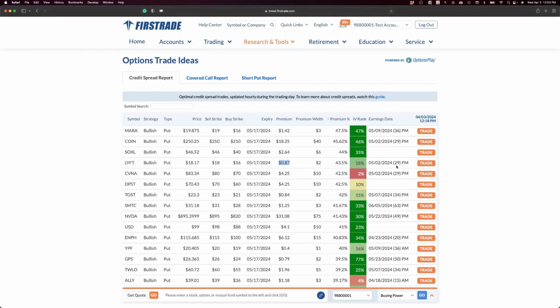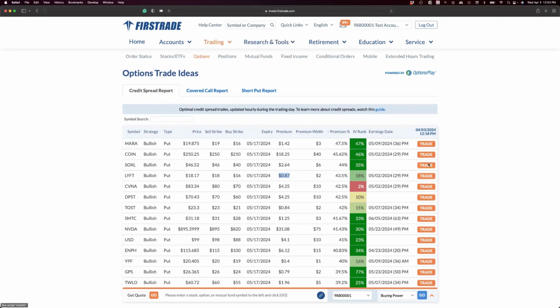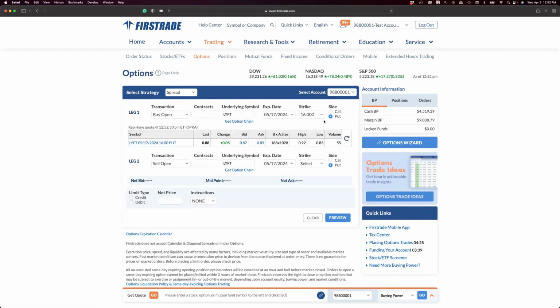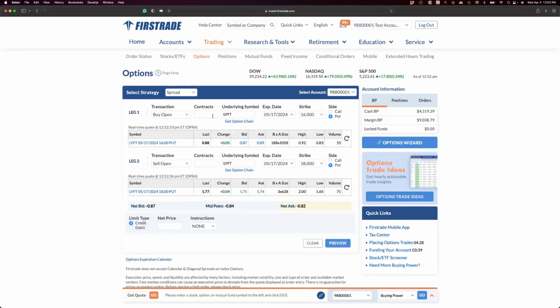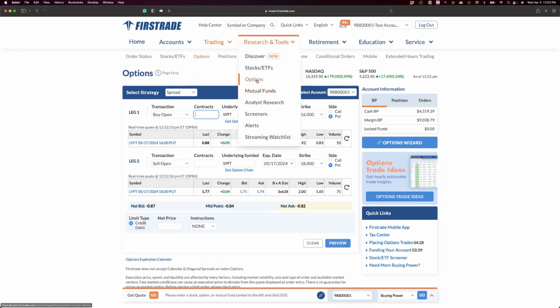about $1.13. So you're making $87 while risking $113. As long as the stock stays above 18, you'll make that. So that's where you can click on that trade button. It will populate everything for you. You just have to type in the number of contracts to trade, and you can send this off for execution.